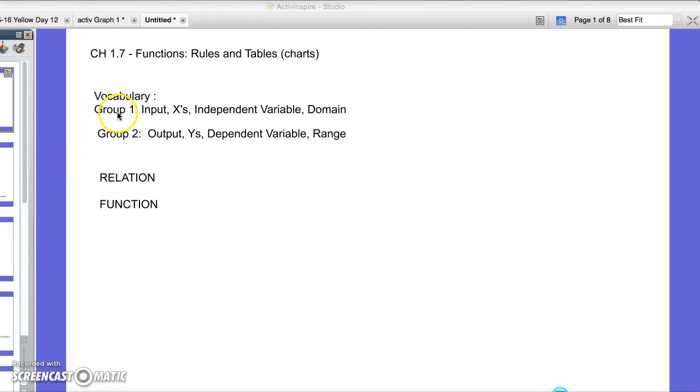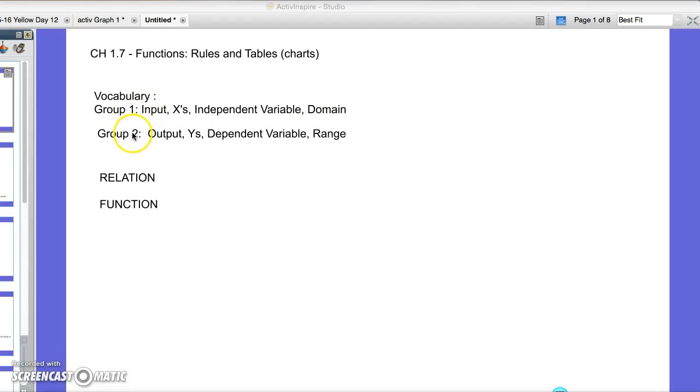The first group, and these are all pretty close to synonyms, so they mean very close to the same thing. The first group is input, x's, independent variable, and domain. So these are all in one group.